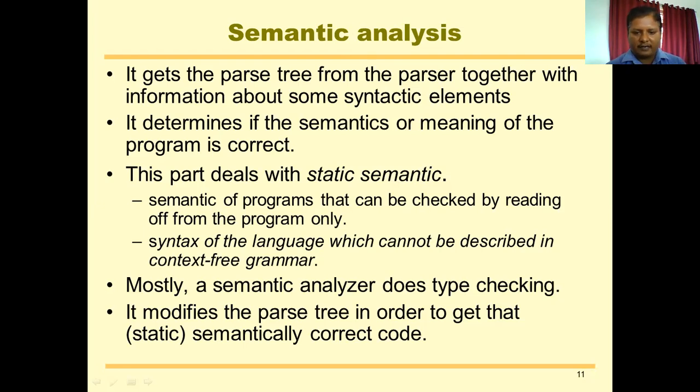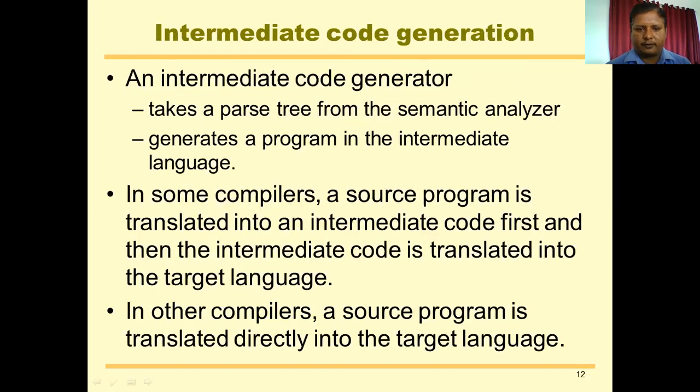These are features of the language which cannot be described with the context-free grammar. So mostly the semantic analyzer does type checking operations. It modifies the parse tree in order to get semantically correct code. Suppose we need to verify the type checking, so we need to convert some data types automatically, meaning int to real or real to int conversion will be carried out.